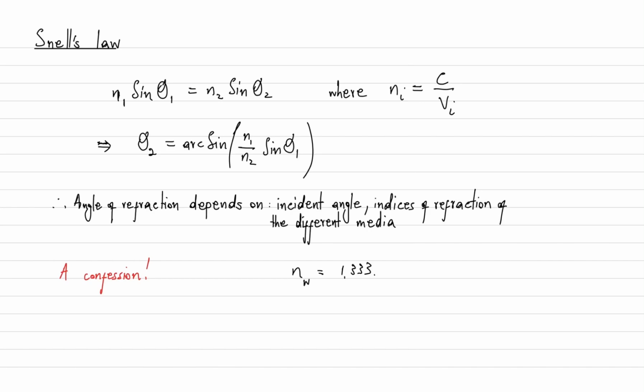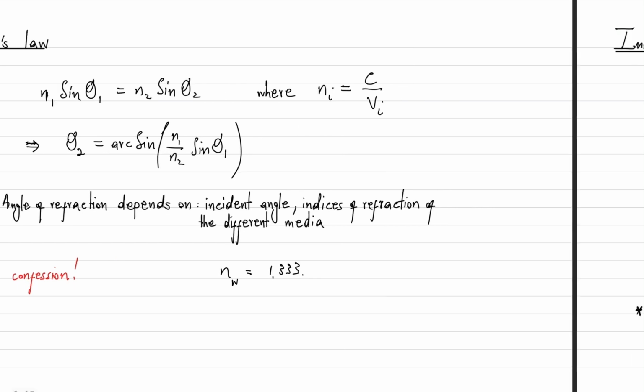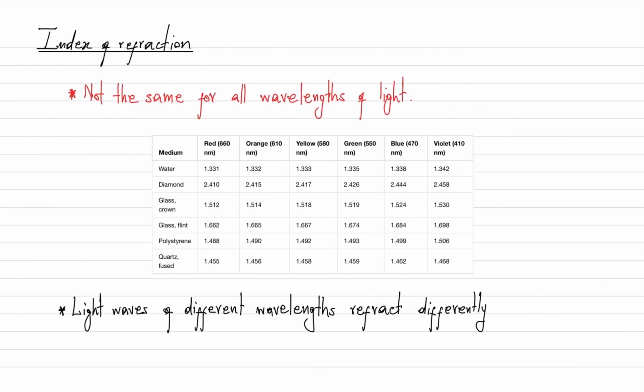So the confession I need to make is that the index of refraction actually is not the same for all different wavelengths of light. We might have the same medium, but the index of refraction for light of one wavelength will be different from that for light of a different wavelength. This is going to be clearer in the next slide, so let's go there. So the takeaway, or the confession, is that the index of refraction is not the same for all wavelengths of light, even for the same medium.